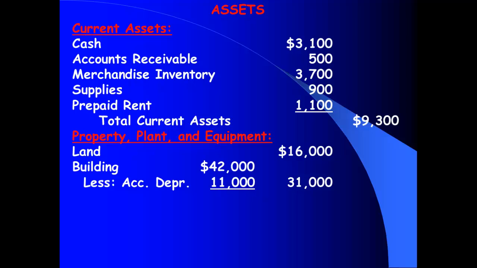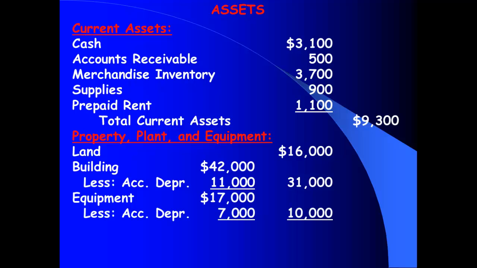Who remembers what we call that 31,000? Very good. Book value. What's another word for it? Carrying value is the other one. All right, land, building. What else do we have that goes in the PPE section? Equipment. Good. Same thing. Cost me $17,000. From that, I'm going to subtract its accumulated depreciation. 17 minus 7 says I have a book or carrying value here of 10. When I go to figure my total property, plant, equipment, these are the numbers I'm going to add up, the 16, the 31, and the 10.